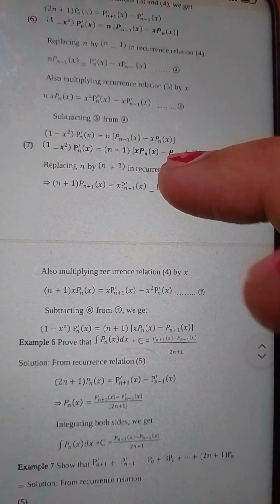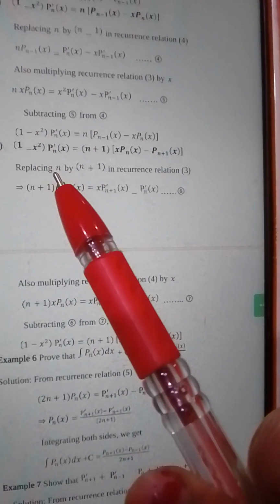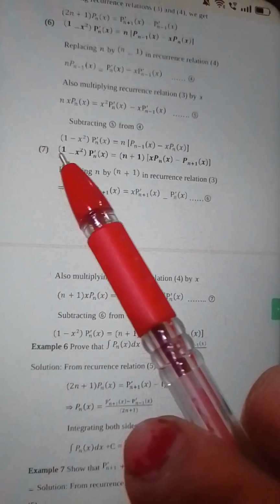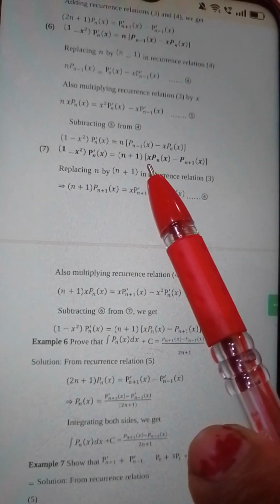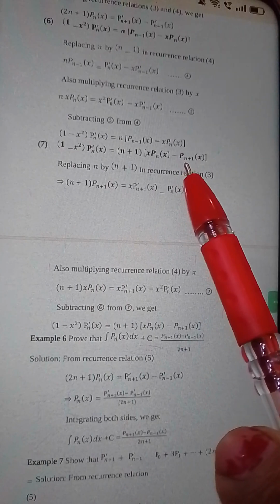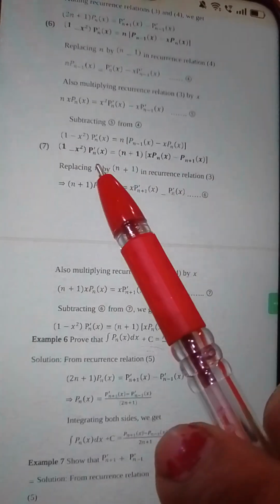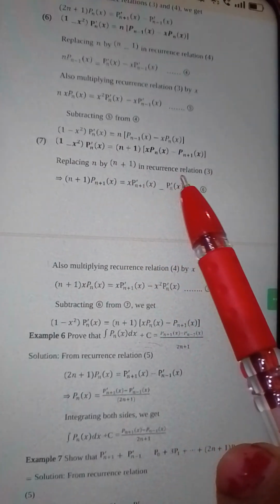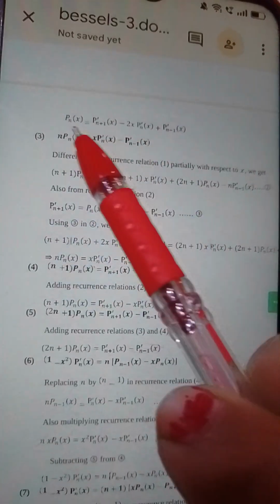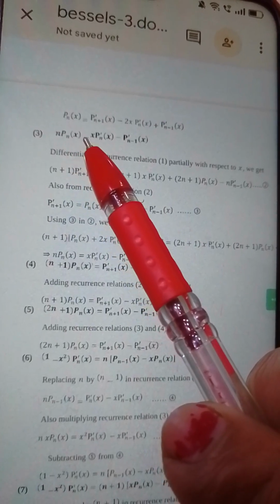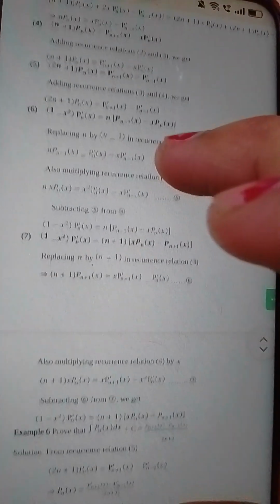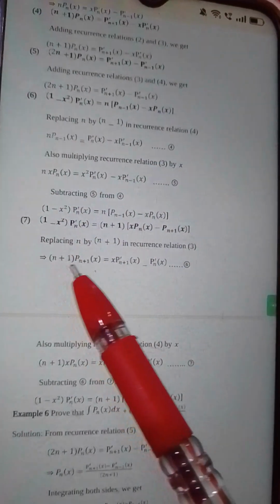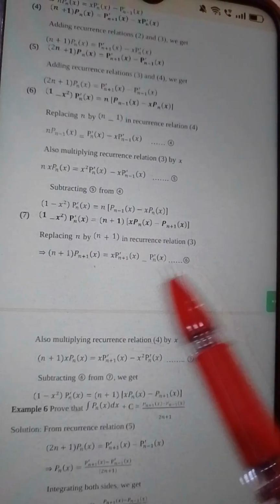Now seventh and the last one, seventh recurrence relation, 1 minus x square p dash n x equals n plus 1 x p n x minus p n plus 1 x. Now replacing n by n plus 1 in recurrence relation third. Where is our third? This was our third recurrence relation. We are replacing n by n plus 1, means in place of n we will write n plus 1 and solve. We will get this step.